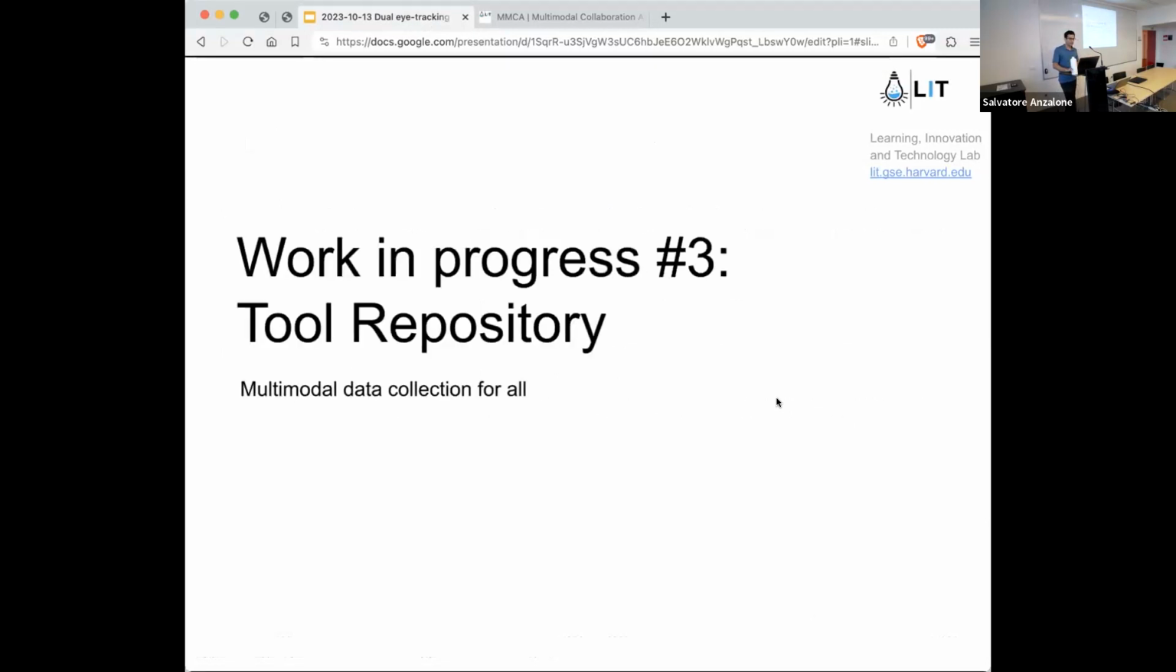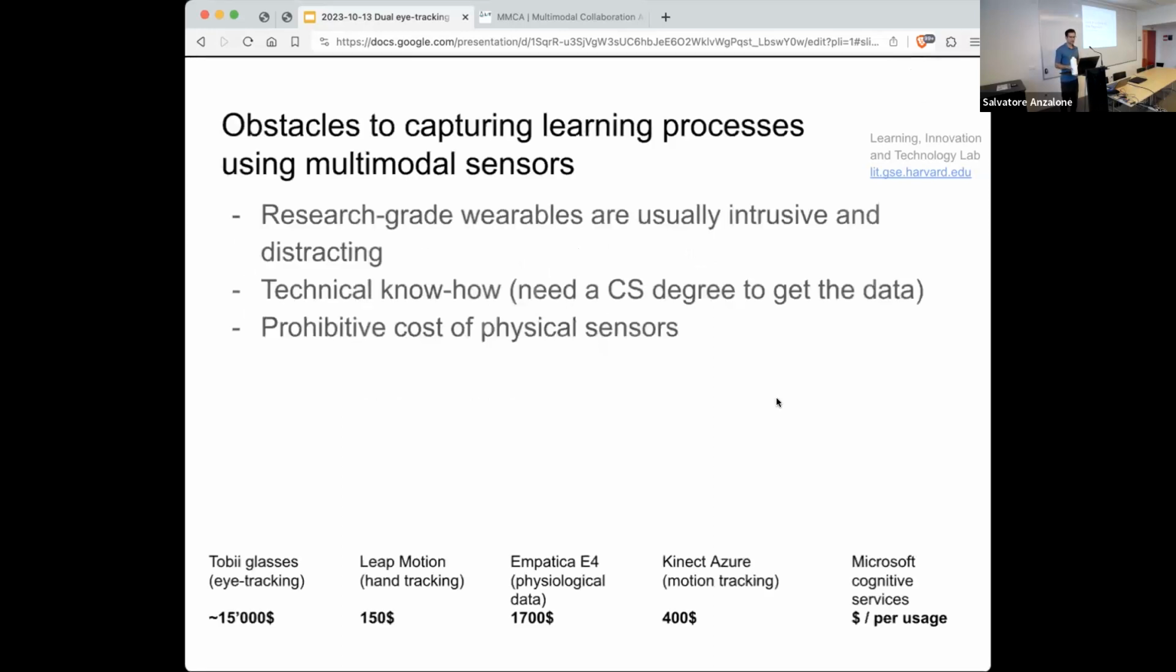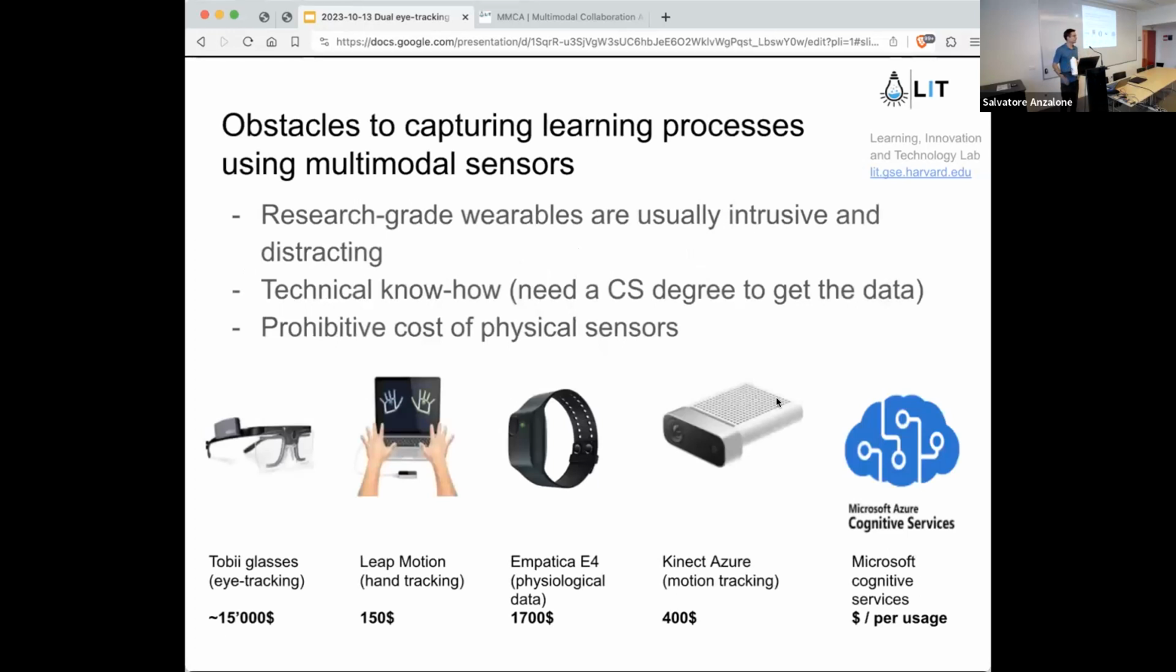And finally, the third work in progress that we have is putting together some kind of repository of tools that people can use. It's a big problem in multimodal data collection because basically either you have to buy very expensive sensors like eye trackers that cost thousands of dollars, or you need very strong technical know-how. You basically need a CS degree to get the data, make sense of it, analyze it, and so on.